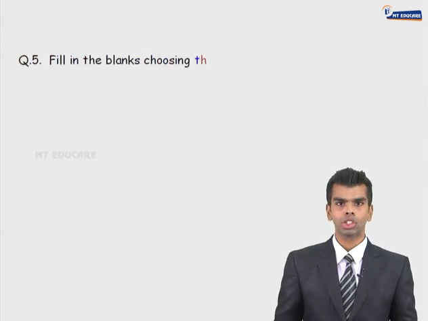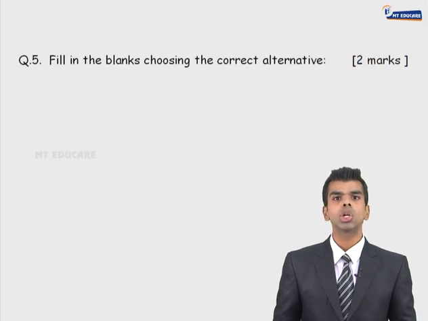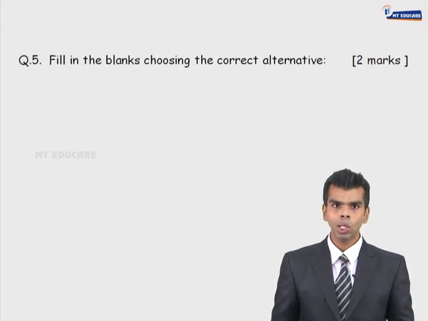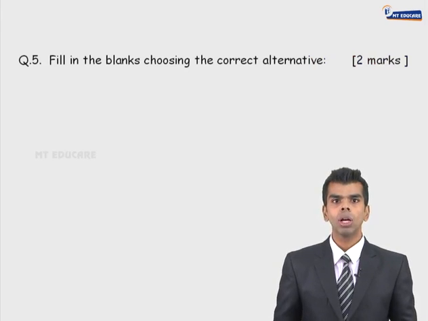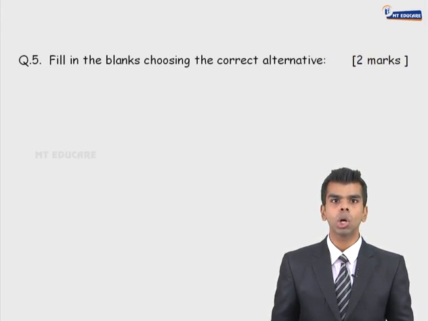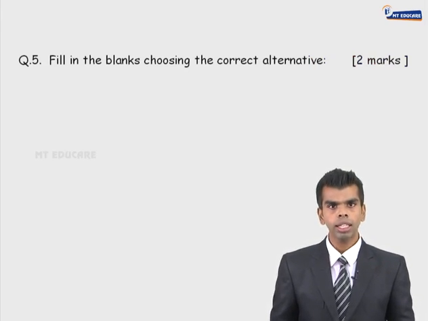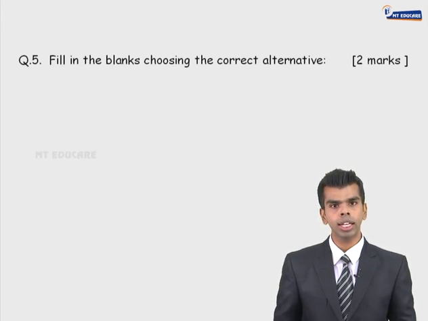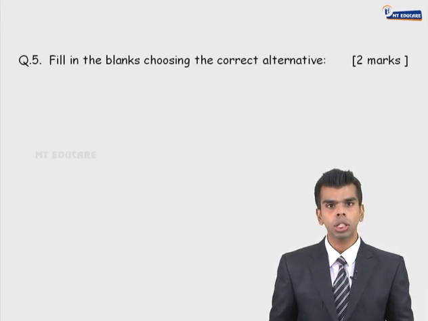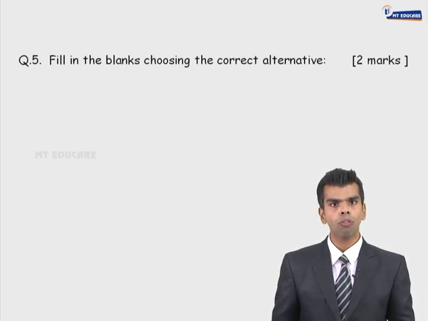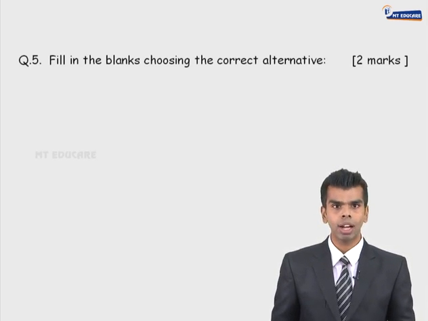Going on towards the next section, and this next section is called economics. And economics begins with question number 5, called fill in the blanks, choosing the correct alternative. This time in the alternatives, we will not be having 4 alternatives like geography, it will be only 3 alternatives. So for 2 marks of fill in the blanks, we will be having 5 minutes in our hand.